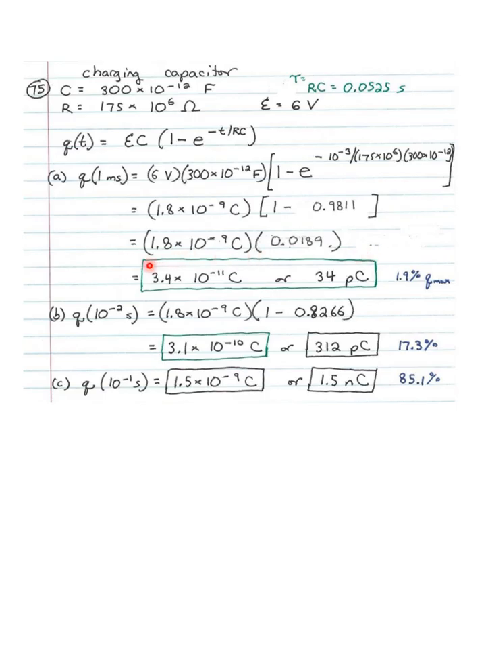Now, part B asks for 10 milliseconds, or 10 to the negative 2 seconds. We can plug into that same equation. The bit that I had in brackets is 1 minus e to the negative t over the time constant, which is 0.1827 ... about 17% of its maximum charge. And you should get 312 picocoulombs. And then the next part, 100 milliseconds, or 0.1 seconds. It's got most of its charge, actually about 85%. When you plug in the values, you should get 1.5 nanocoulombs.